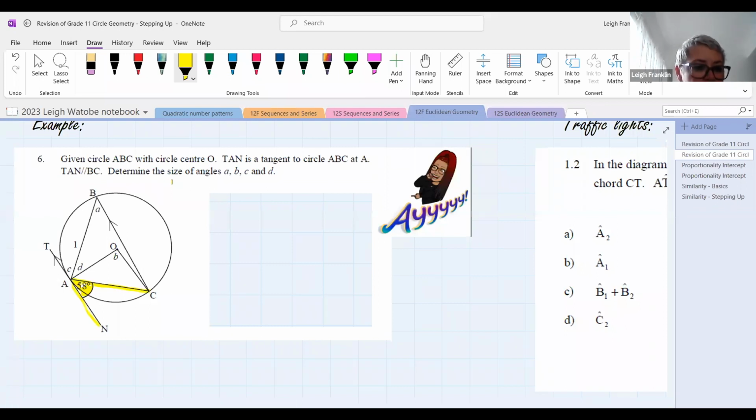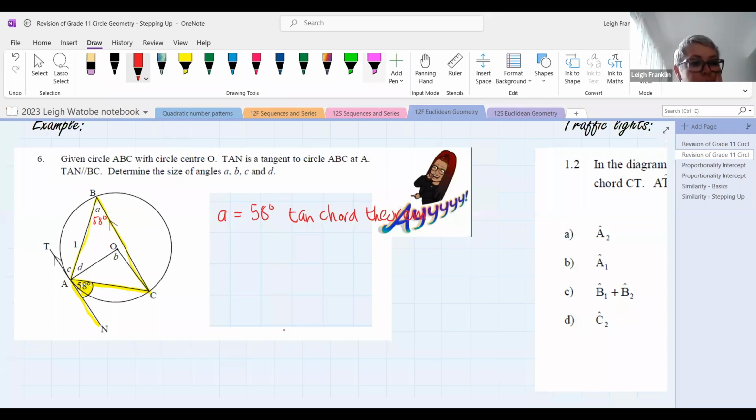Let's follow A to the circle. Let's follow C to the circle at B. And there we can see the tan chord theorem. So here we would state that A is equal to 58 degrees. Our reason: tan chord theorem. So we now know that this is 58. Let's pop that in there.